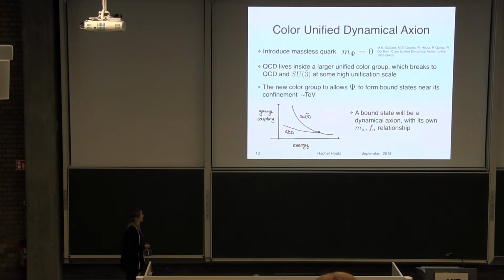And so what we did in our paper is that we did this with a massless quark. QCD in our paper lives inside some larger color group, which then breaks to QCD and SU(3) tilde at some high scale. And this massless quark absorbs the theta angle of the unified group. And then the idea is that this guy, if we can do it right, which is non-trivial, can confine at some higher scale, and we get bound states near the TeV, and we get heavy axions. And the idea, again, to remind you, is to really get out of the m_a-f_a relationship. So hopefully this model gives a dynamical axion that has some different relationship than the typical invisible QCD axions.